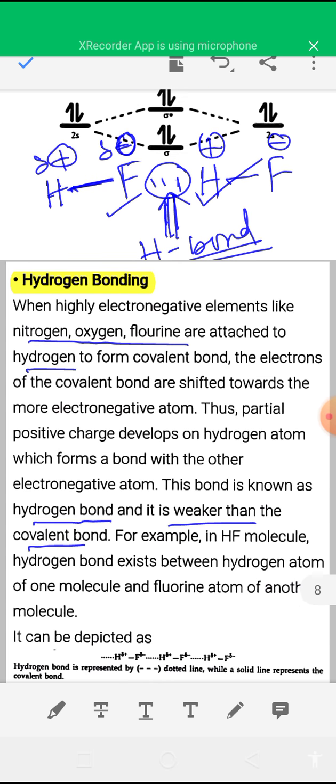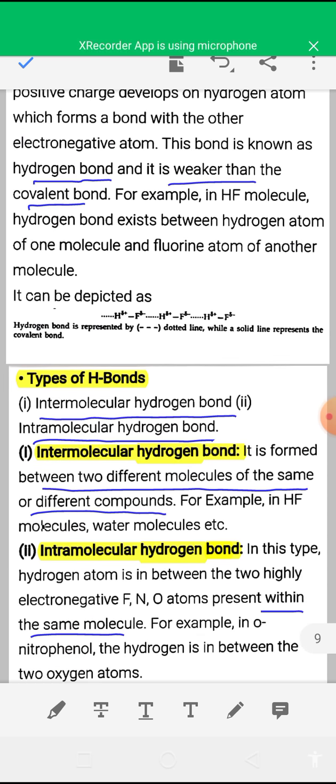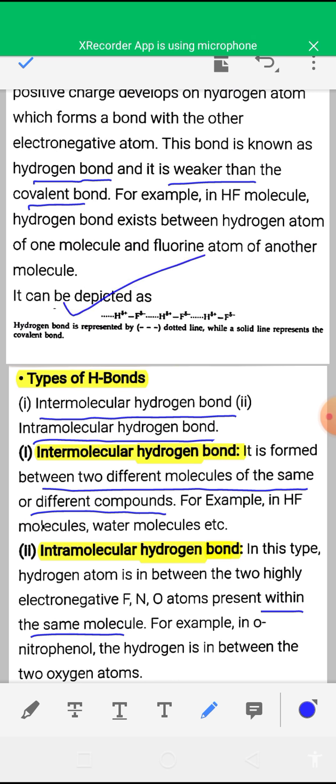For example, in HF, in water, in ammonia, in all these compounds hydrogen bonding is found. Here it is showing the formation of hydrogen bonds in HF molecules. It is shown by giving three dots, a hydrogen bond between two HF molecules. There are two types of hydrogen bond: intermolecular hydrogen bond and intramolecular hydrogen bond.